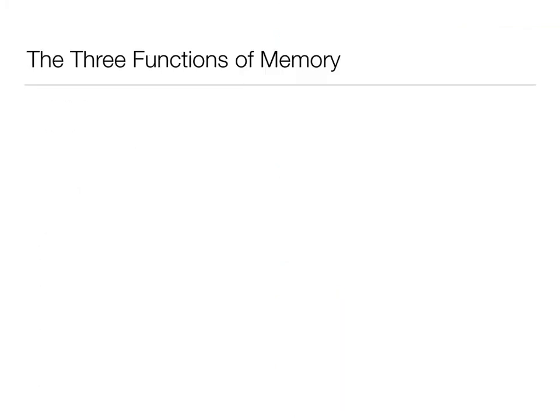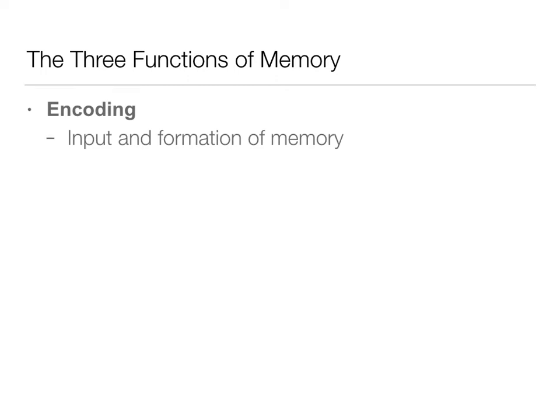There's three kinds of functions and three processes in memory. The first of which is encoding. And this is when information gets put into memory, okay? And we'll talk about this throughout Chapter 8, both in this video lecture and again in class, and there are some Launchpad assignments as well. But this is again where that information is getting stored.